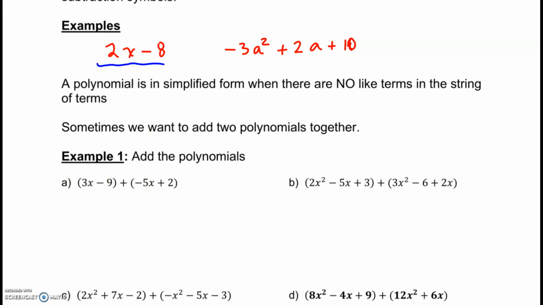So the steps to adding polynomials, we're going to have 3 equal signs. So each one of these, when I mark it, will be 3 marks, and this is what I want you to do. The first step is we're going to lift the brackets off. So for 3x minus 9, we lift the brackets off.